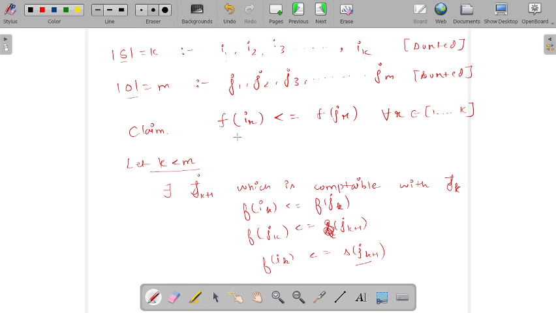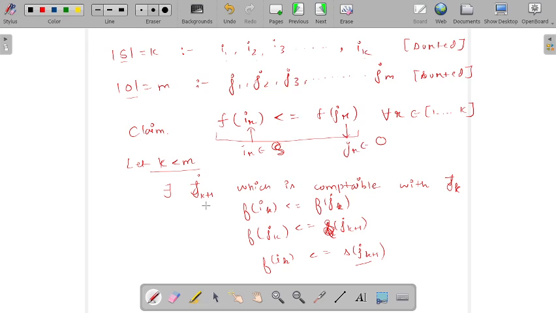So we will be using this claim, and we will be proving this claim later. It says that for any job Ir in the greedy solution, the finishing time of Ir is less than or equal to the finishing time of Jr. Ir belongs to the greedy solution S, and Jr belongs to the optimal solution.